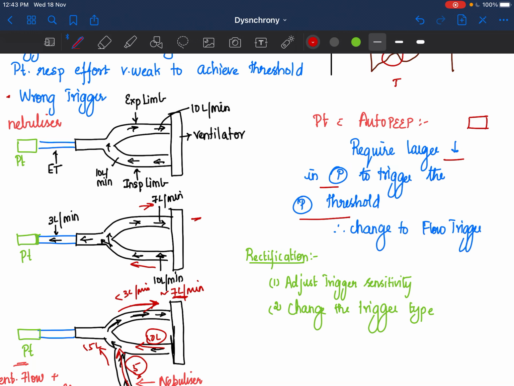But just remember, any condition with air trapping will require you to reduce your threshold. Okay, make it easier for the patient to breathe, because already patient is having some volume inside, some pressure inside. Patient has to overcome that extra pressure and then take some more breath in order to touch your threshold. Alright. So, rectification for a missed trigger will be for you to adjust the trigger sensitivity or change the trigger type depending upon whichever works for your patient.